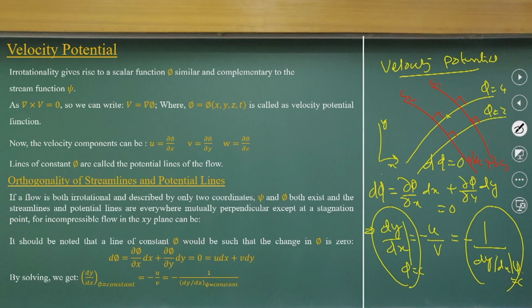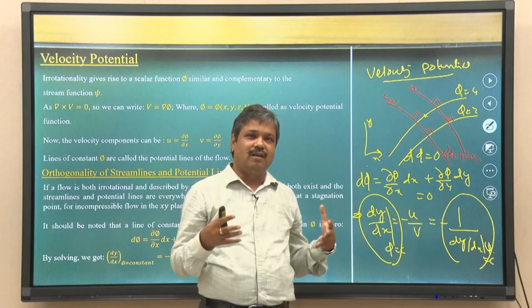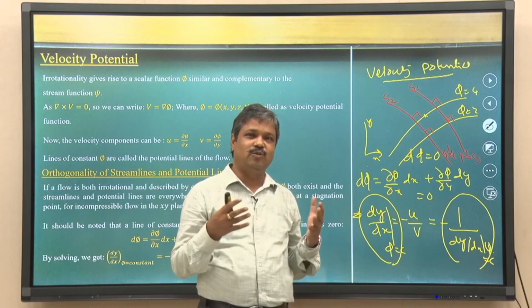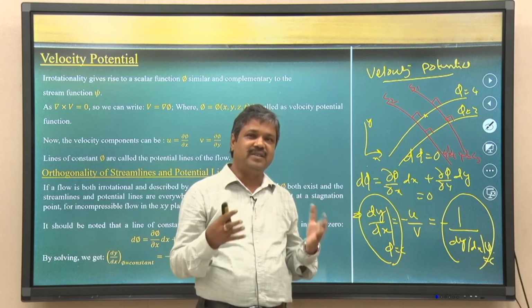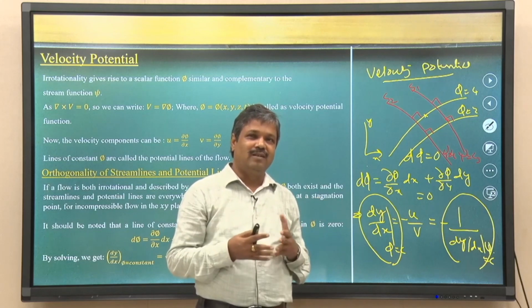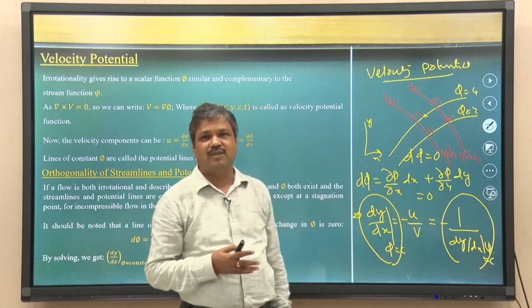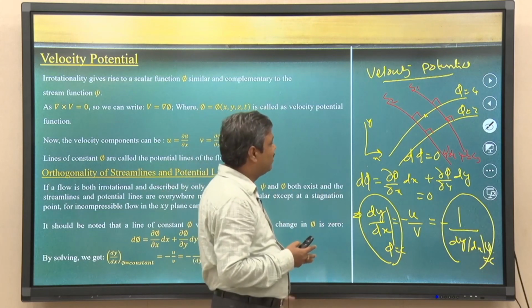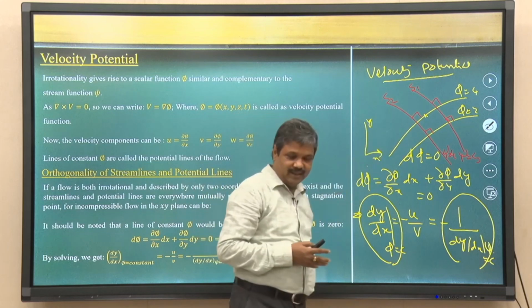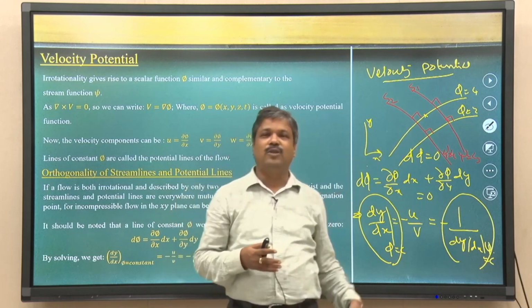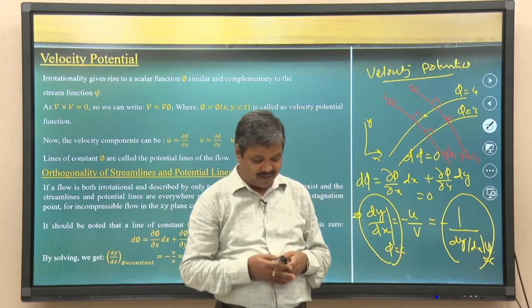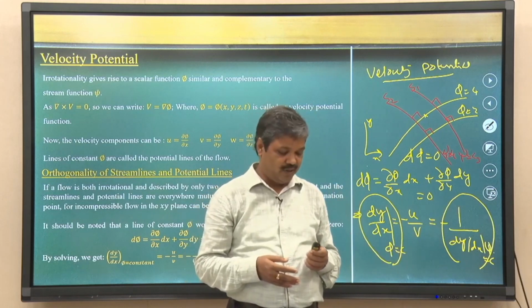Many times when you solve the equations or try to understand the flow patterns, first you draw the streamlines, and if it is a two dimensional flow, you can easily draw the velocity potential lines, which will indicate how the velocity fields are varying. That is what we can always interpret.